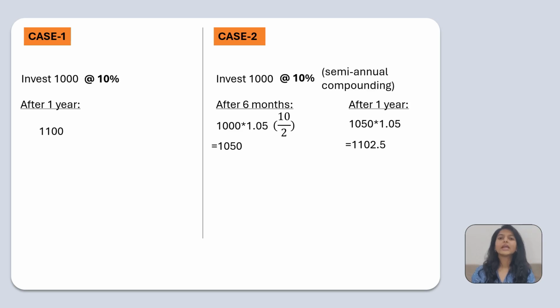The difference is, in the first case, the base remains 1000 for the entire year. While in the second case, due to semi-annual compounding, the base remains 1000 for only the first 6 months, which later changes to 1050 for the next 6 months. Therefore, interest on interest. A gain of 100 when compounded annually, while a gain of 102.5 when compounded semi-annually. And in terms of percentage, it's 10.25.